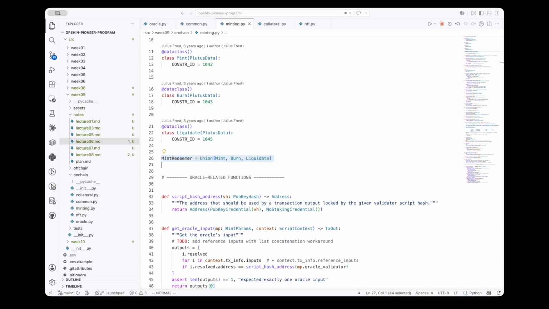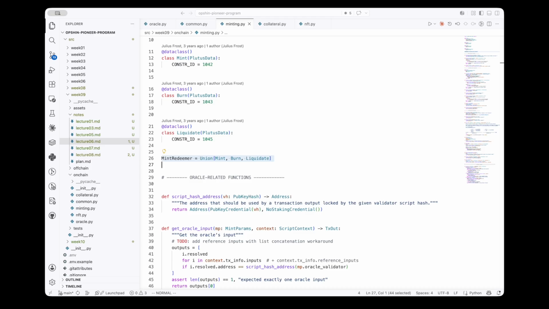So there's kind of 2 things that are still on the side. First of all, what actually happens in the collateral validator, because whenever the minting policy burns or liquidates, there's a collateral UTXO that is being spent. So in that case, not only the minting policy runs, but also the collateral validator is invoked. So we want to look at that script in this lecture.